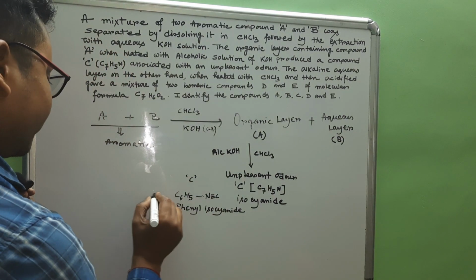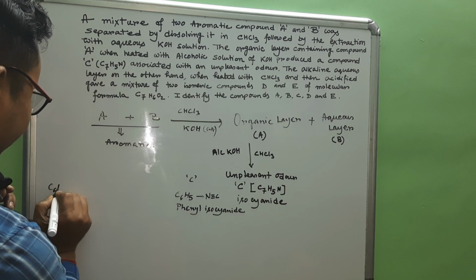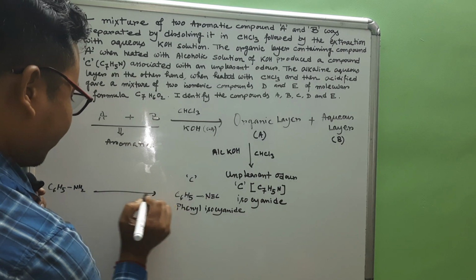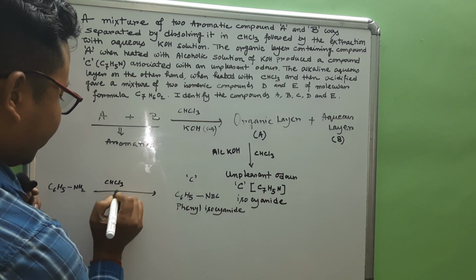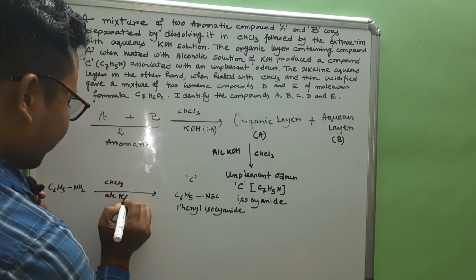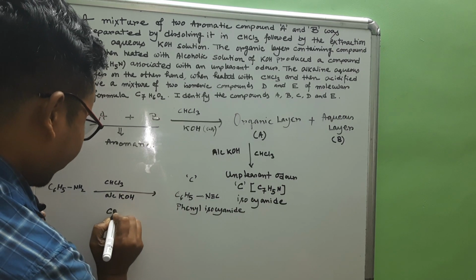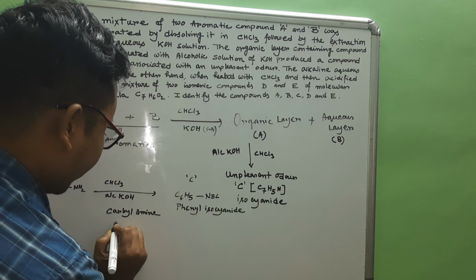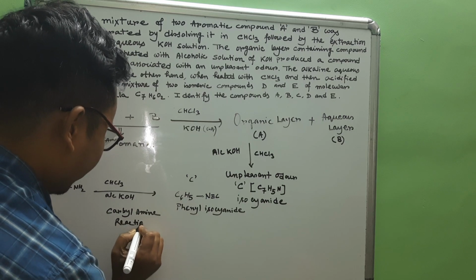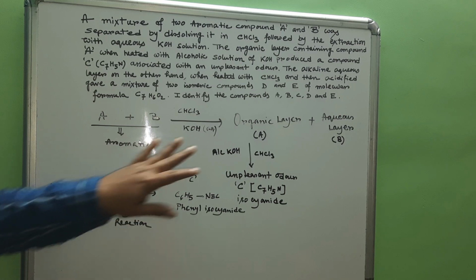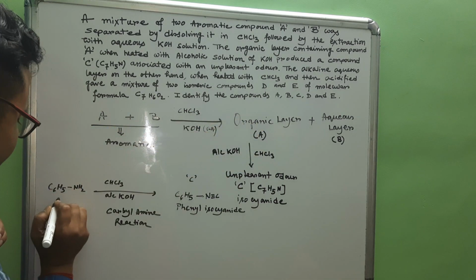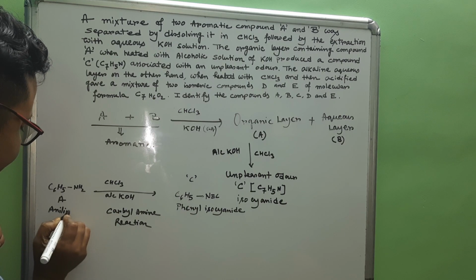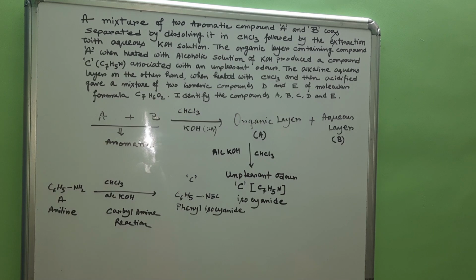So how will C be formed? C can be formed upon treatment of C6H5NH2 with CHCl3 and alcoholic KOH. This is the carbylamine reaction. So this should be the molecule of A, that is C6H5NH2. This is aniline. It should be A. That is aniline.